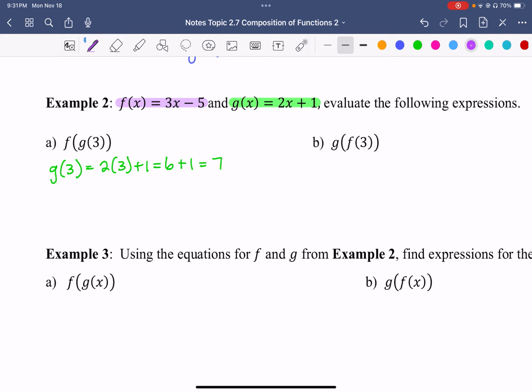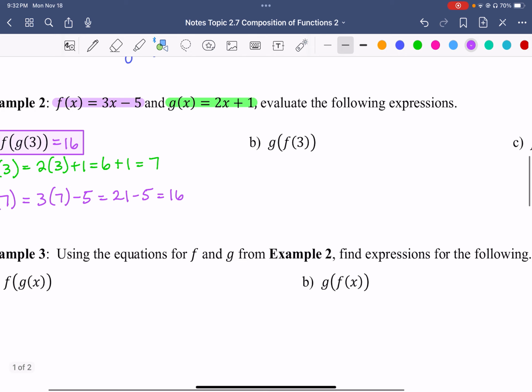Now that answer, I'm going to plug it into the outside function, which is f. So now I'm going to do f of 7, which would be 3 times 7 minus 5, where 3 times 7 is 21, and 21 minus 5 is 16. Okay, so my final answer here would be 16. So f of g of 3 is 16.